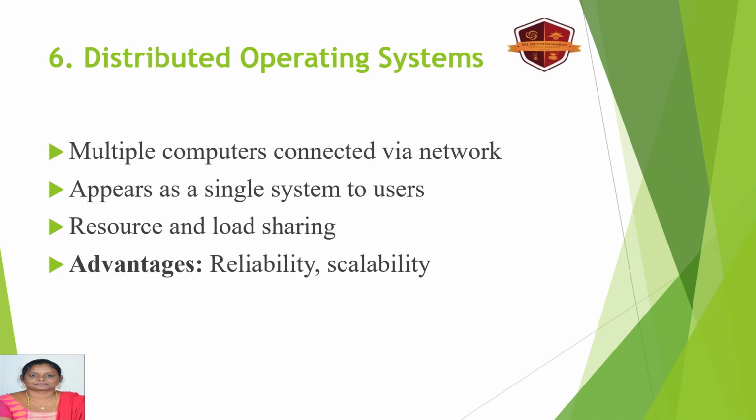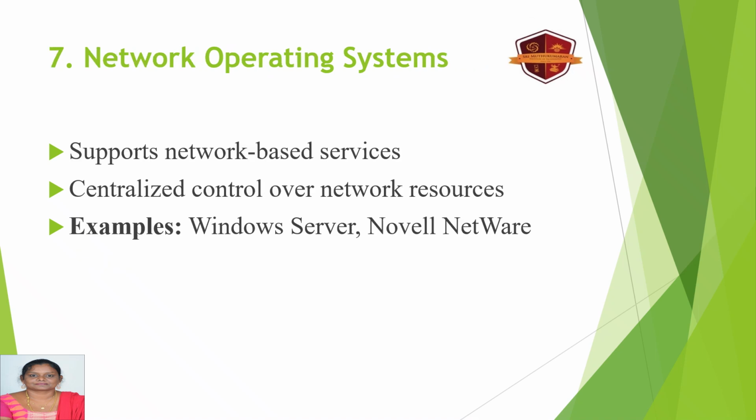Coming to the distributed operating system, multiple computers are connected via a network. Multiple systems can be accessed at the same time using the network, and it appears as a single system to the user. Resource and load sharing happen in a distributed operating system. The advantages are reliability and scalability. Then the network operating system supports network-based services and centralized control over network resources. Examples of network operating systems are Windows Server and Novell NetWare.